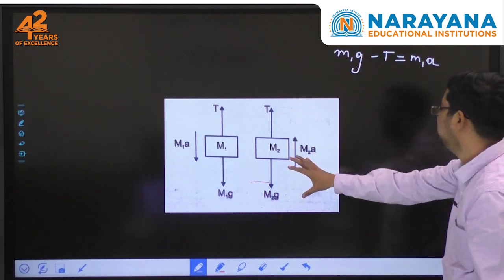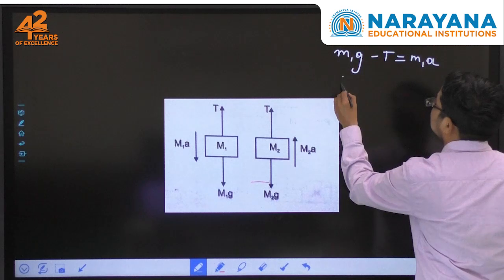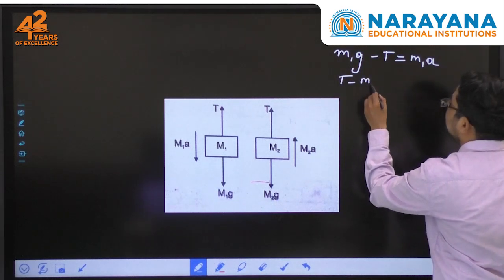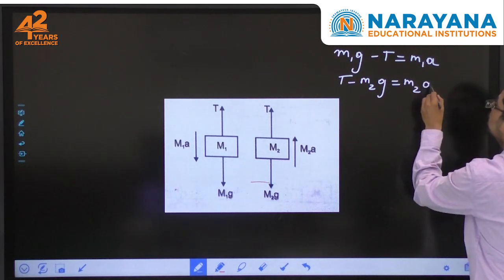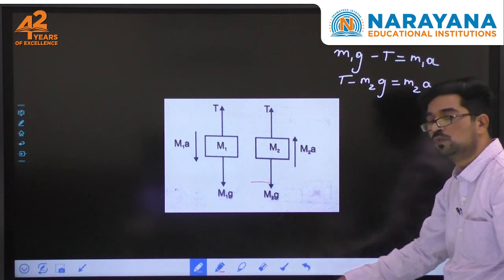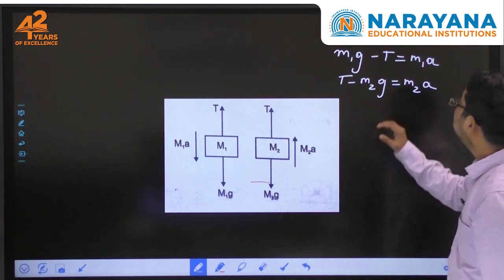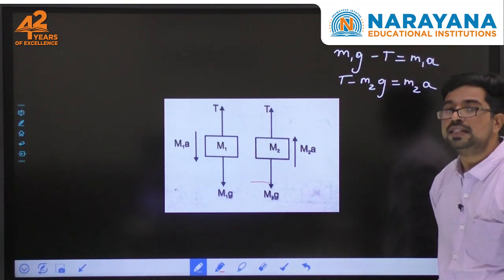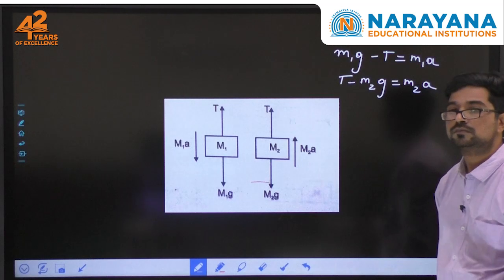Now let us see here. You write as follows: T minus m2g is equal to m2a. Here what we see is that the tension is more than the force acting downwards, so we get the equation as shown. Now if you solve these equations, we can find the value of acceleration as well as tension.